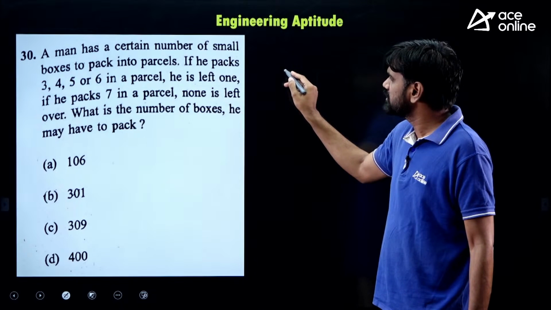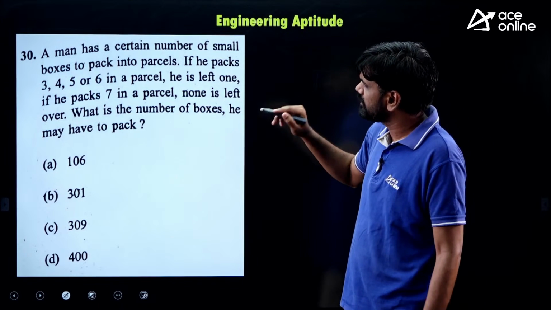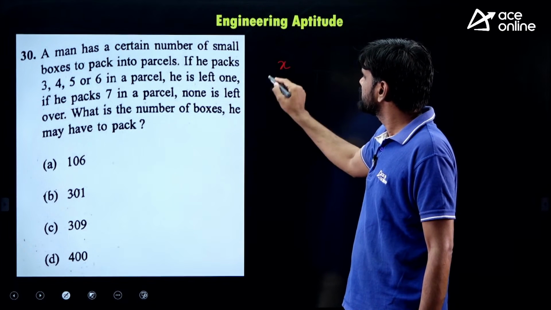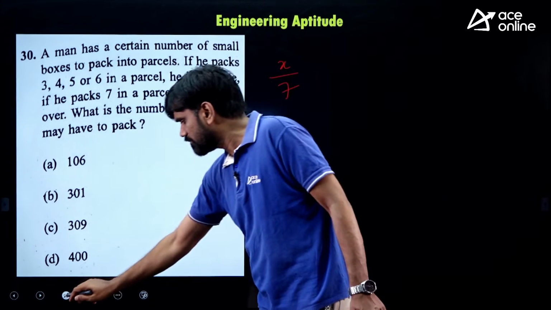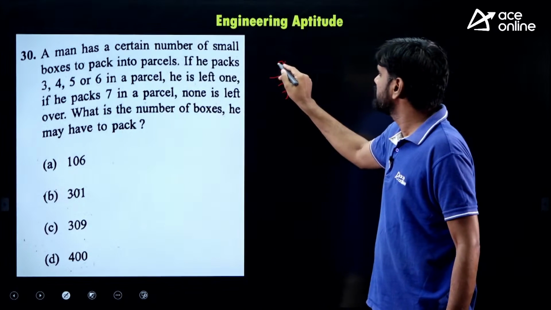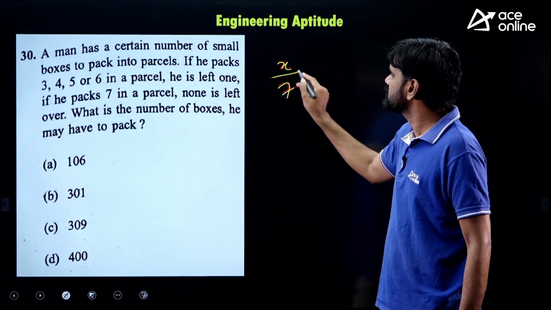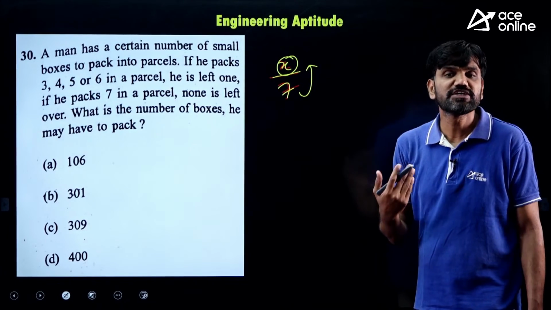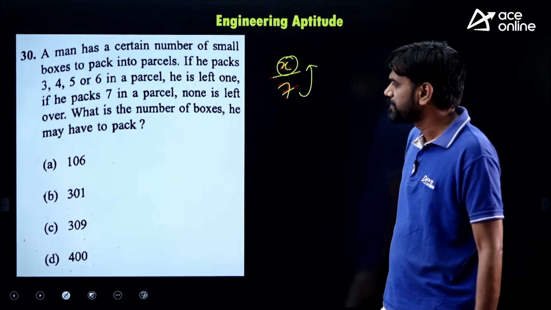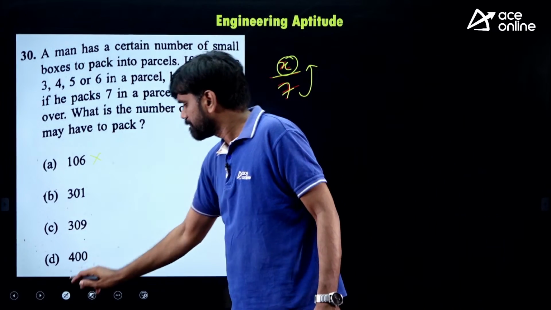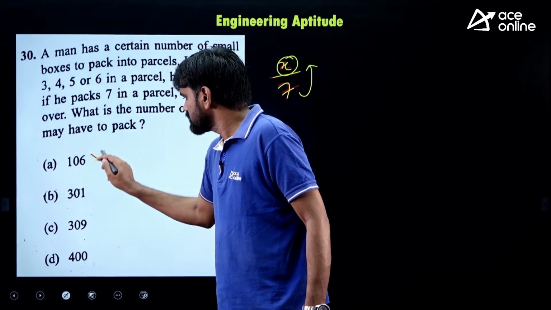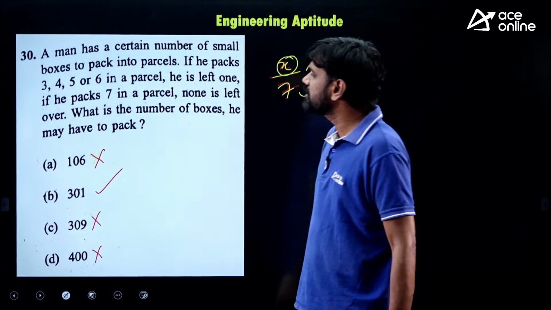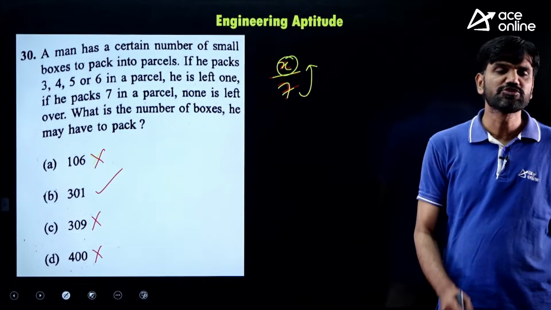That means whatever is the number of boxes that are available, when you are packing into parcels of 7, he is left with none, meaning the total number of boxes available should be a number that is divisible by 7. Look at the options which are divisible by 7, that's going to be your answer. Here this is not divisible by 7. Similarly, this is also not divisible by 7. This is also not divisible by 7. That is the only option that is divisible by 7. Hence it should be option B.